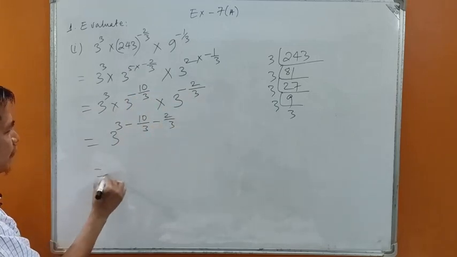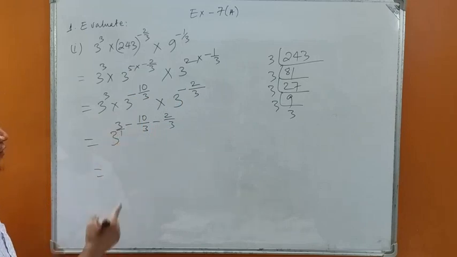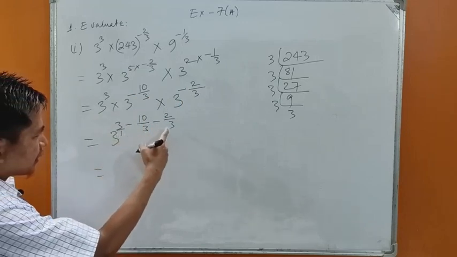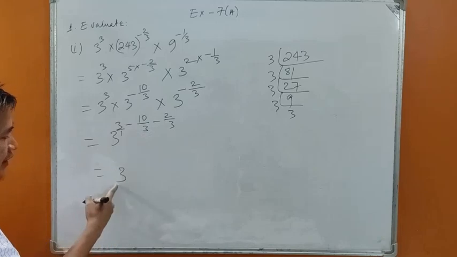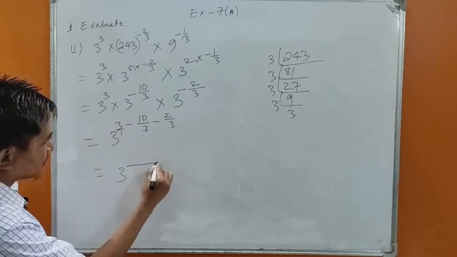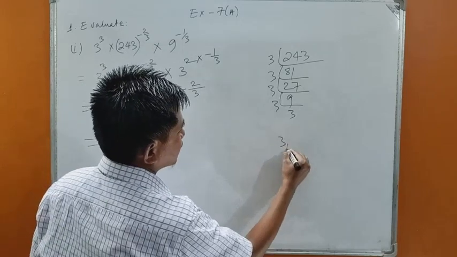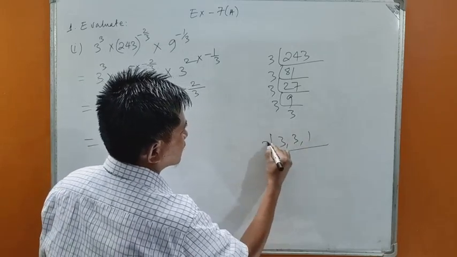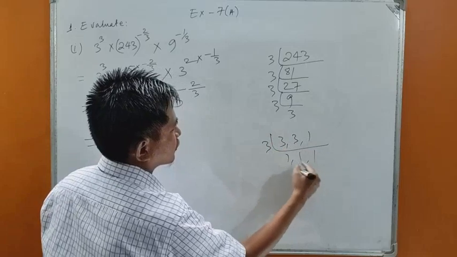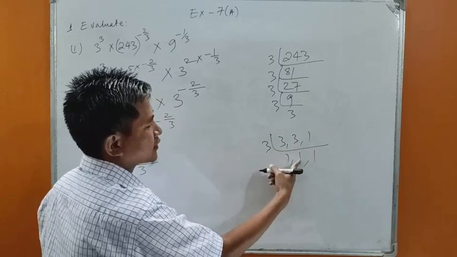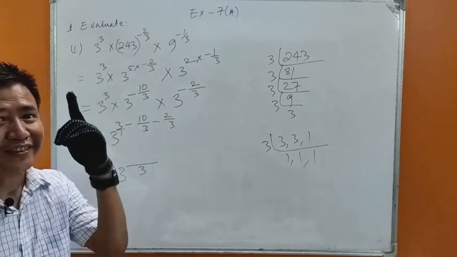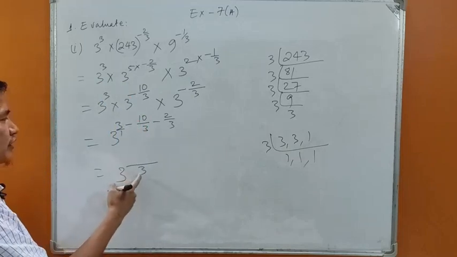Okay, now we have 3 in the denominator. So the LCM of 1, 3 and 3 is 3. This 3 we write a little bigger, and the LCM is 3. Okay, how do we find the LCM? 3 comma 3 comma 1. 3 1s are 3, 3 1s are 3, and this 1 comes here. The LCM is 3.